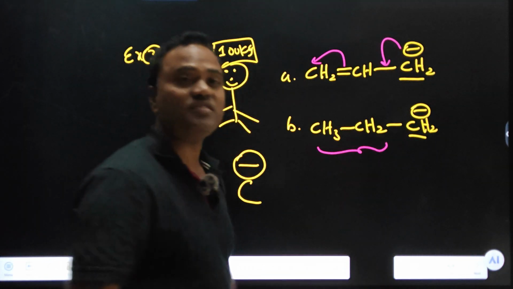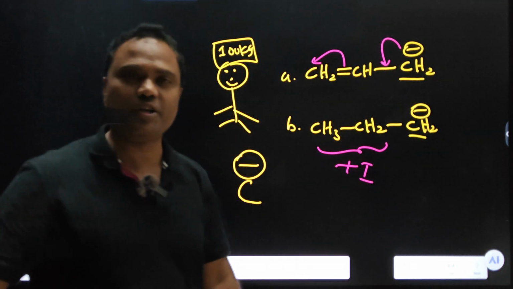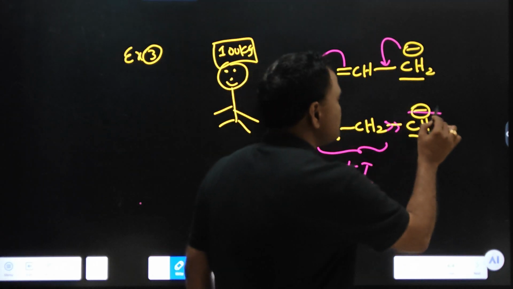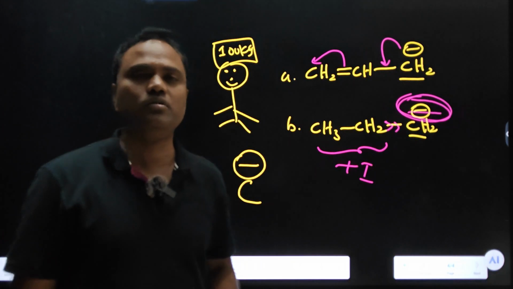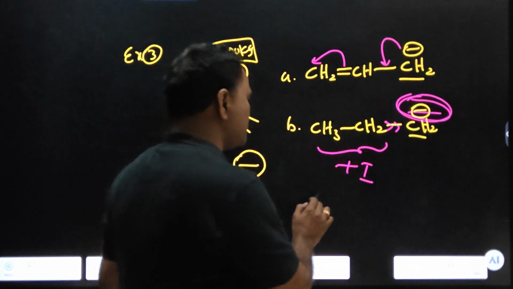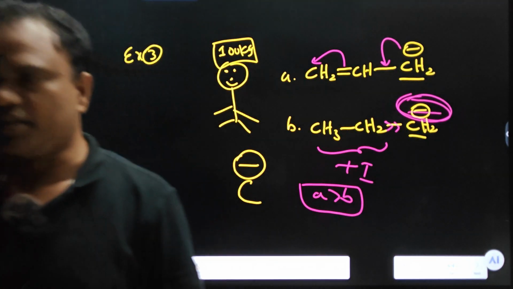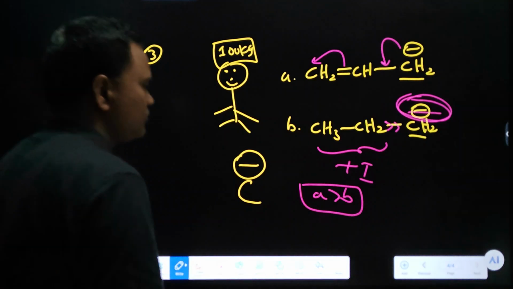But what about this? The ethyl group is a plus I group, an electron donating group. What will it do? It will donate electrons and increase the electron density over the carbon, and the carbon becomes unstable. Clear? Got it? So this is stable. A is greater than B. So you have to check for resonance. Okay? Just a second. Right.